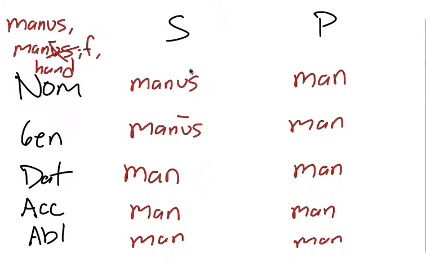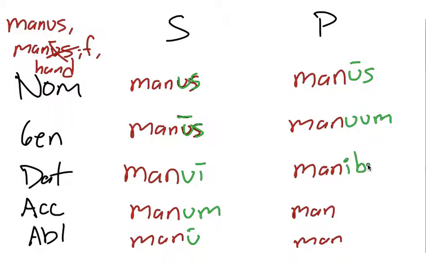Okay, so manus, we have manus. Okay, that macron's really important. Then manui, manum, manu, and then manus, manuum, manibus, manus, manibus. Okay, so now we have declined our first fourth declension noun.